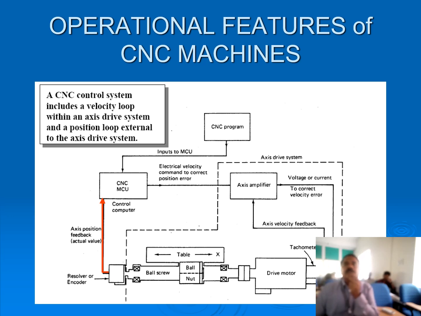Now the operational features of CNC machines. A CNC control system includes a velocity loop within an axis drive system and a position loop external to the axis drive system. So within the system and outside of the system, we have two things. And here you can see the flow diagram of the entire thing.